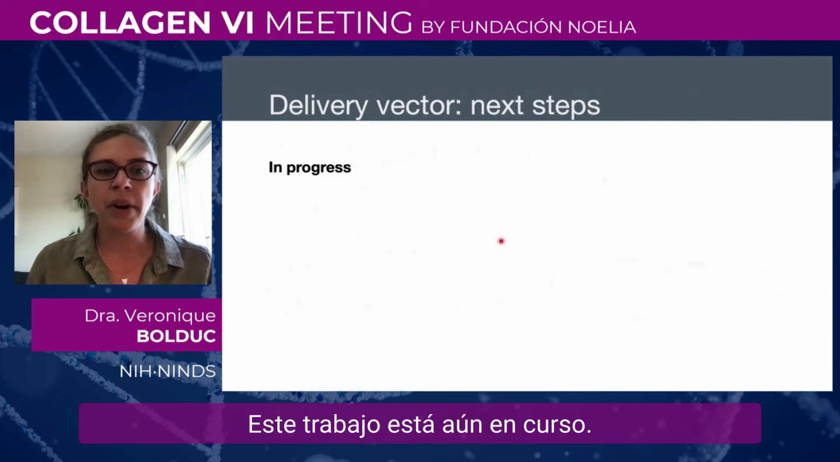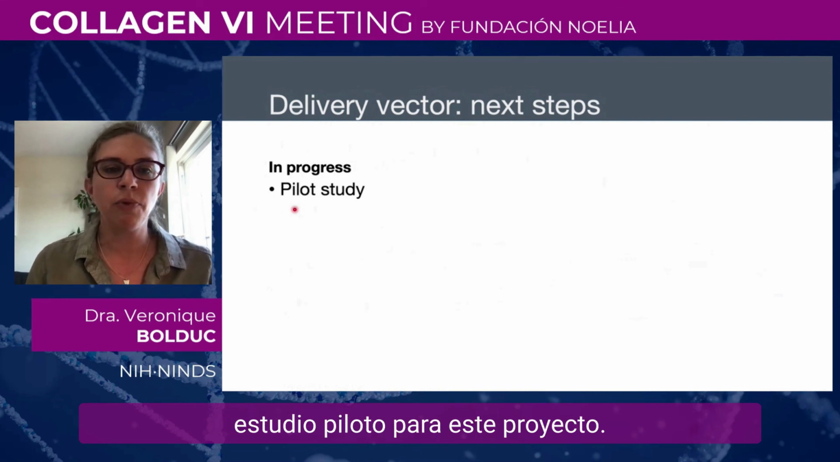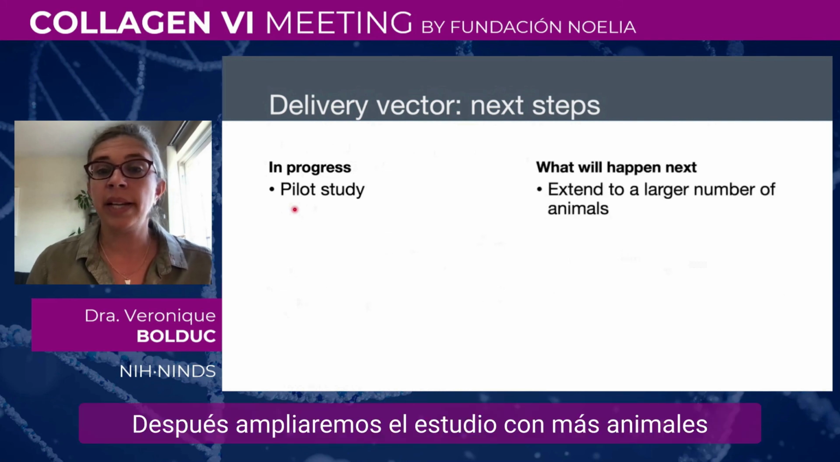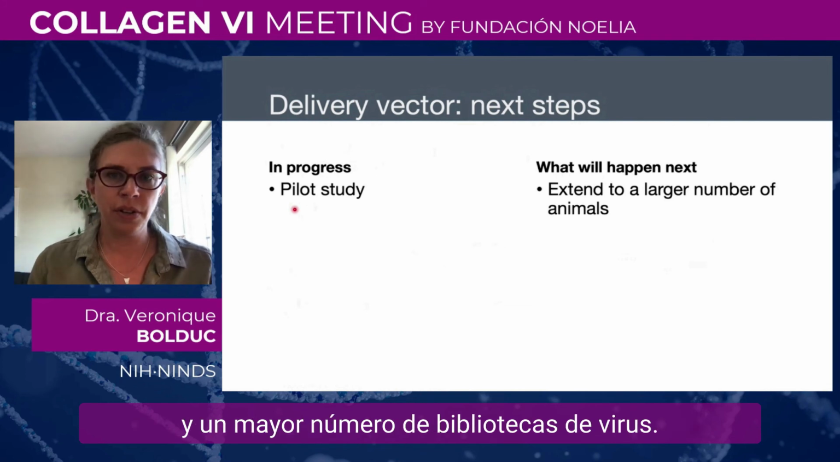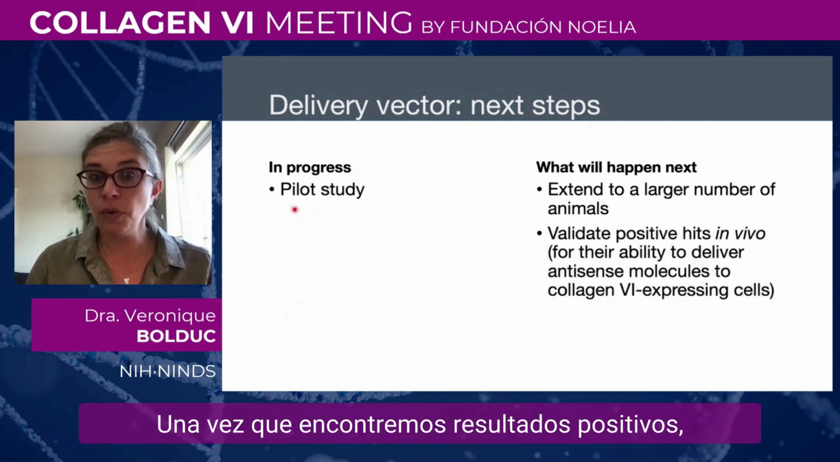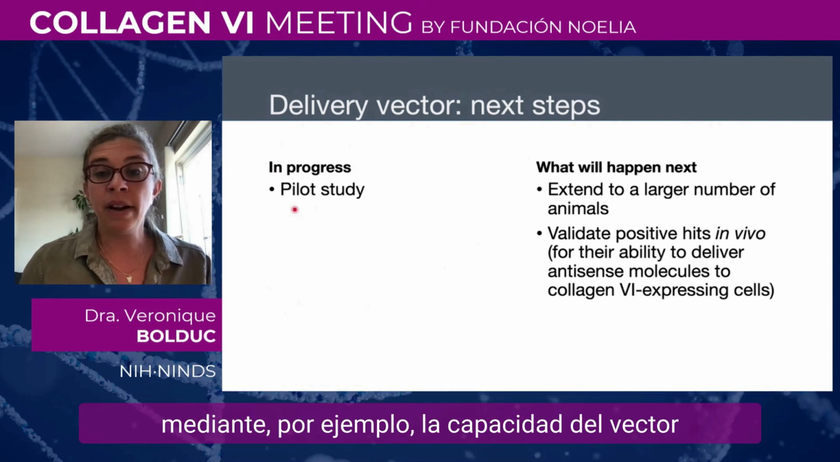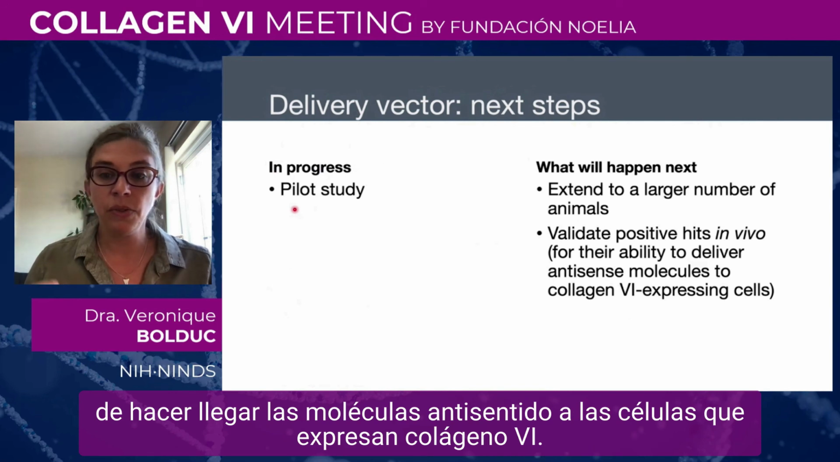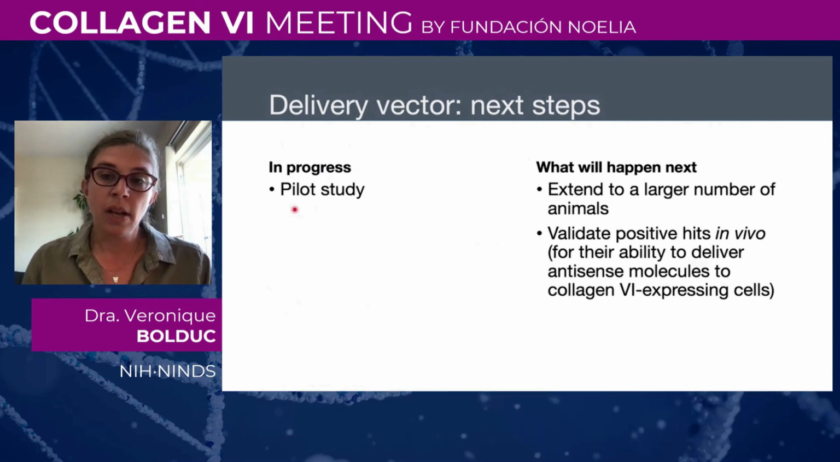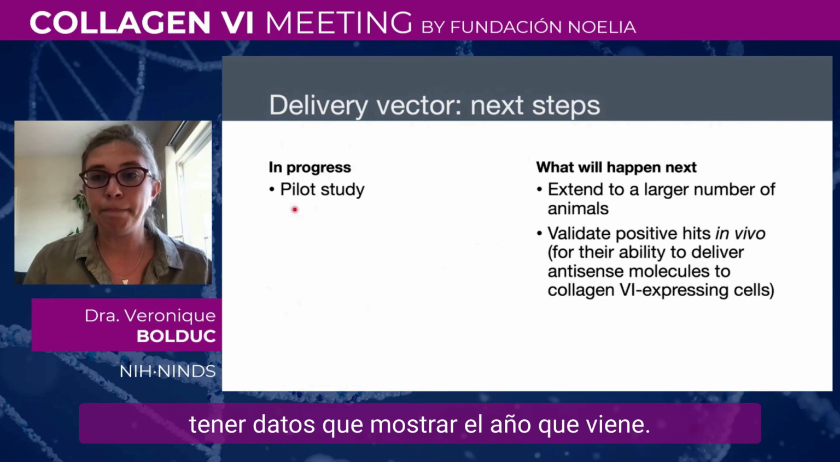So this is a work in progress. We're currently finishing up a pilot study for this project. Next, we will extend the study to a larger number of animals and also to a larger number of libraries. Once we find a few positive hits, we're going to validate them in vivo in the Pseudoexon mouse model, for example, for their ability to deliver antisense molecules to the collagen 6 expressing cells. So this is a work in progress, and I hope we'll have data to show in the next year.